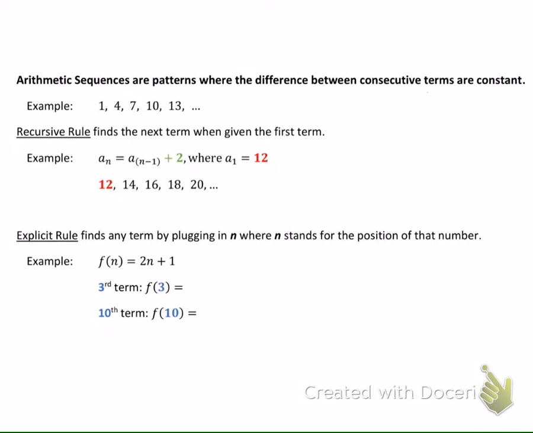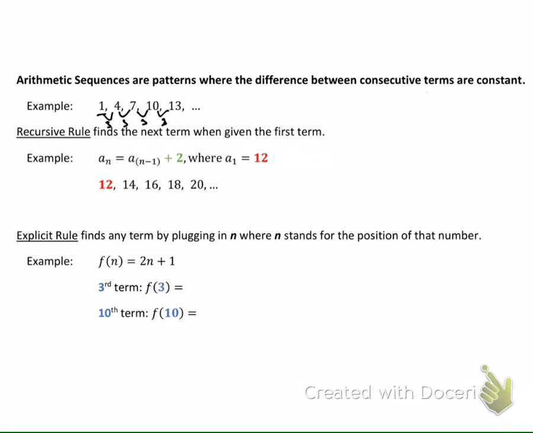So in the example here, if you notice, the pattern starts at 1. I'm adding 3 every time. 1 plus 3 is 4. 4 plus 3 is 7. Plus 3 is 10. Plus 3 is 13. I'm adding 3. There's that constant. The difference between those is always constant. It's always adding by a certain number.